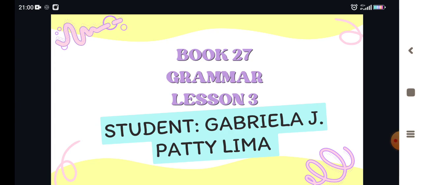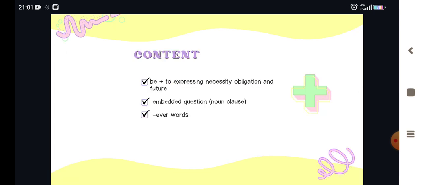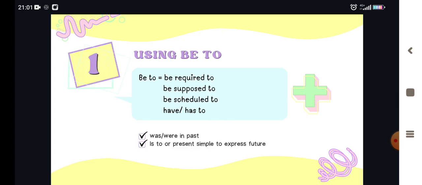In this opportunity, I'm going to explain Book 27, a grammar review of Lesson 3. The content of this grammar is: be plus to expressing necessity, obligation, future; embedded questions and clauses; and ever words. Let's start with the first grammar. Using be2.